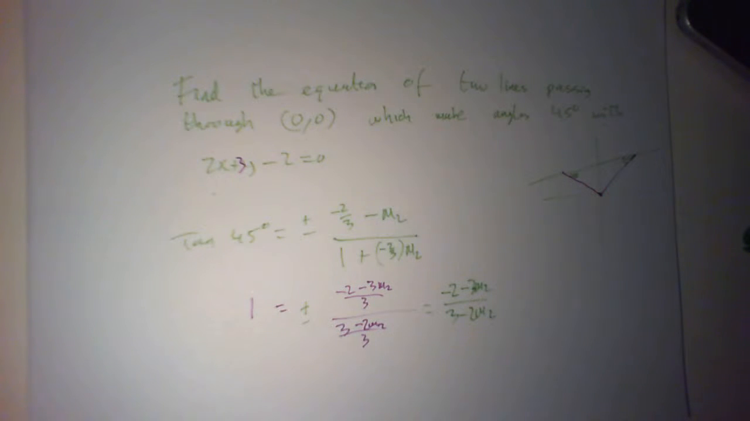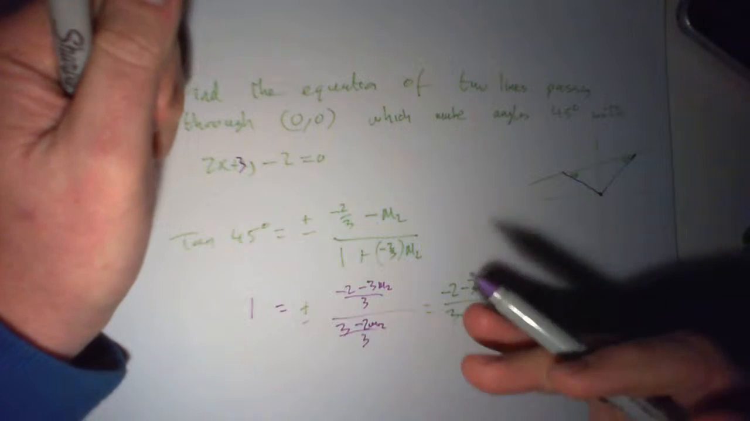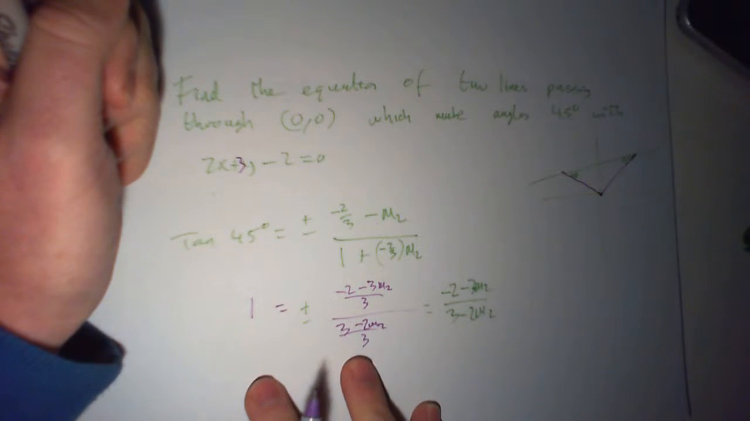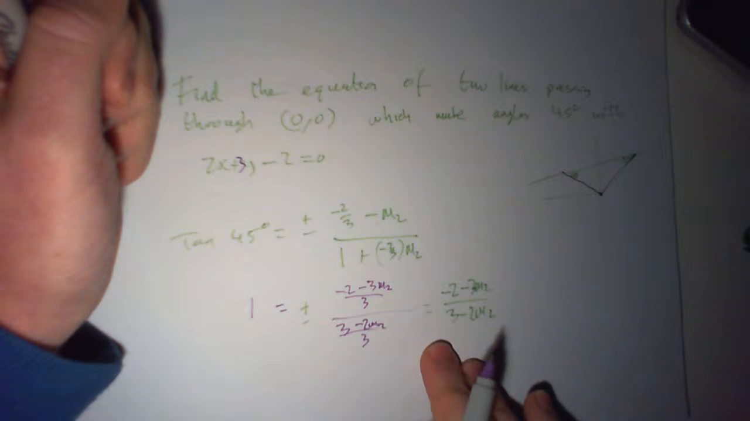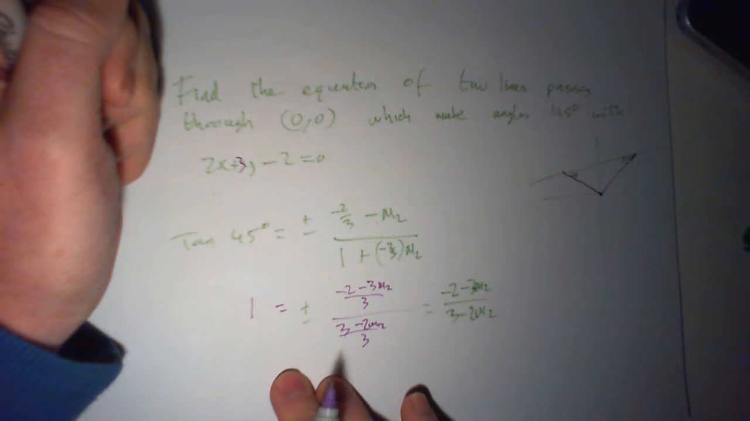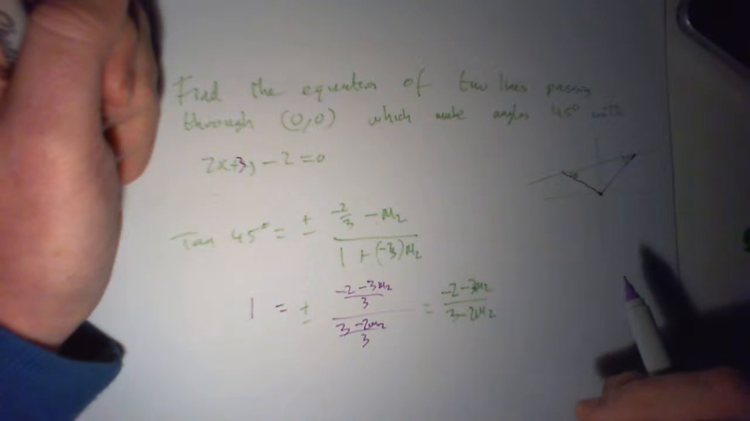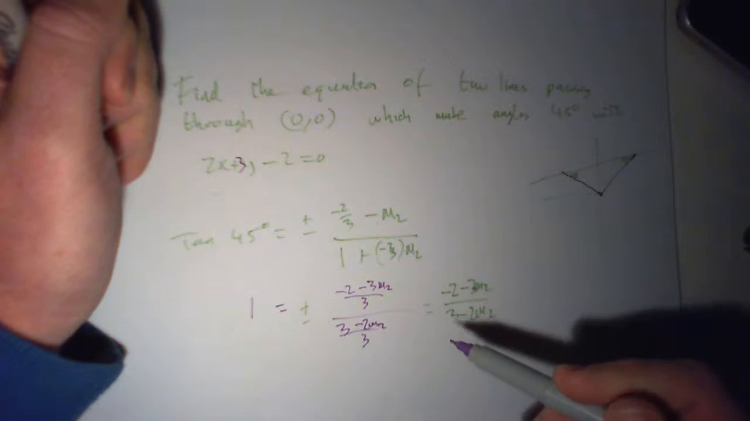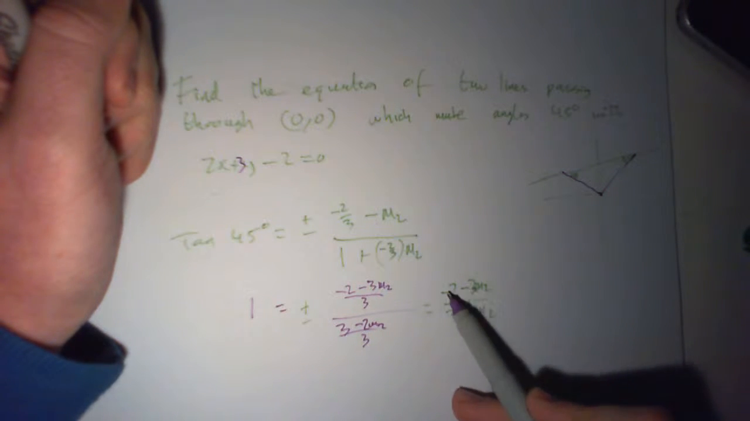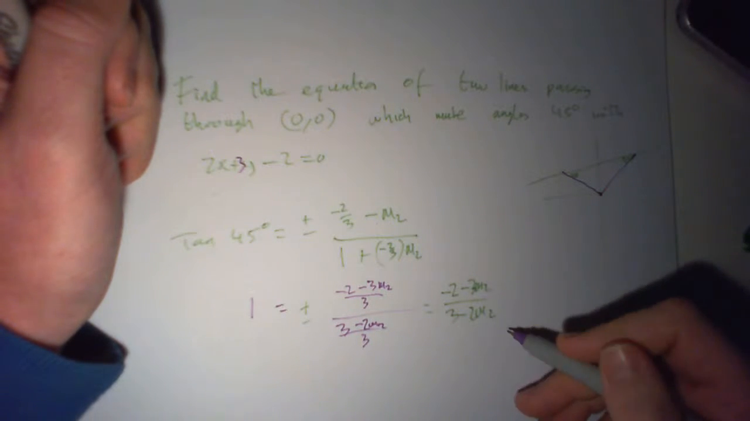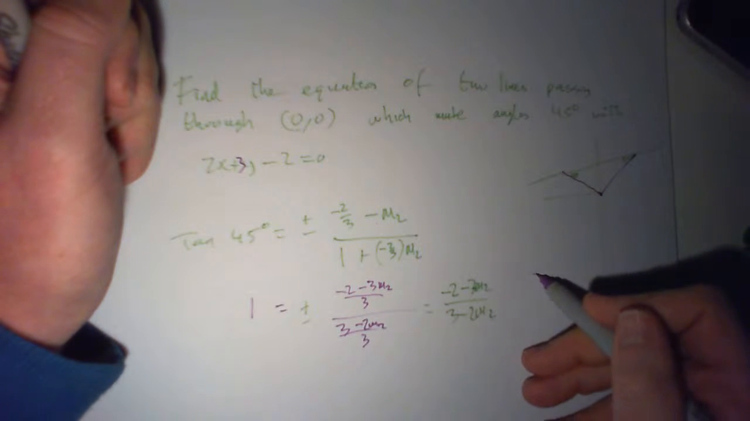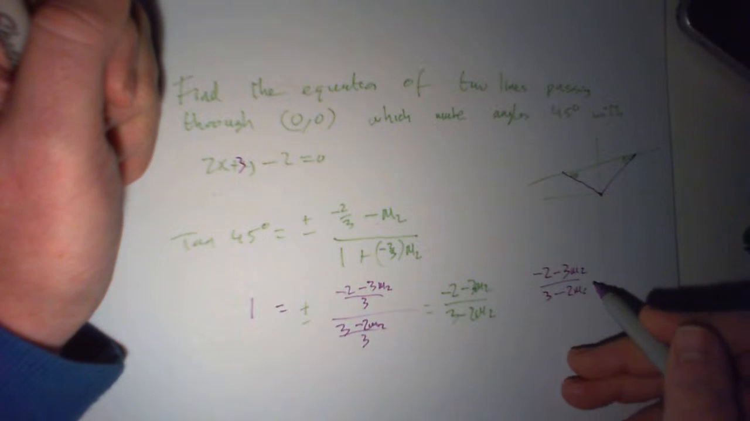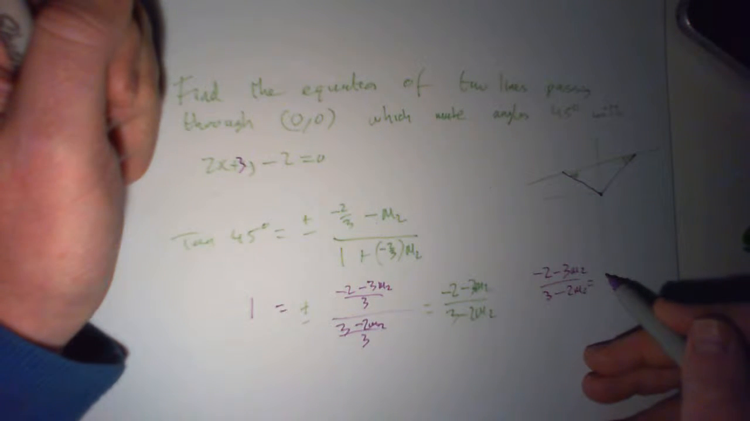What's the next stage? I know you're probably at this stage thinking, oh, I've given up. You're so close. You really are so close. So we have a plus version or a minus version of this. If we go with the plus version, that stays as it is. So one possibility for m2 is just going to be (-2 minus 3m2) over (3 minus 2m2) equal to 1.